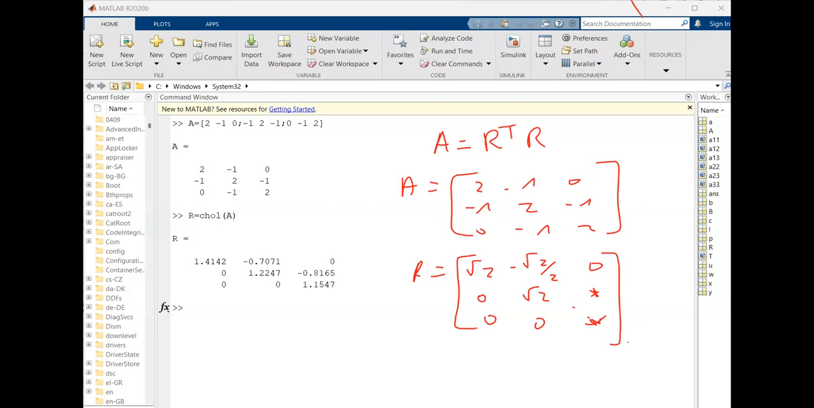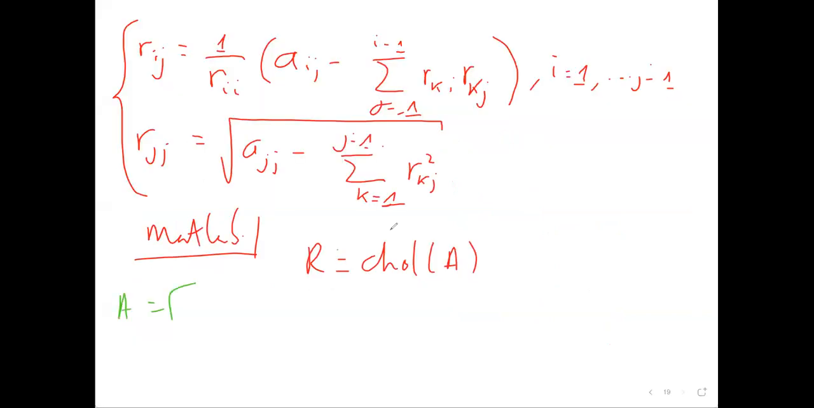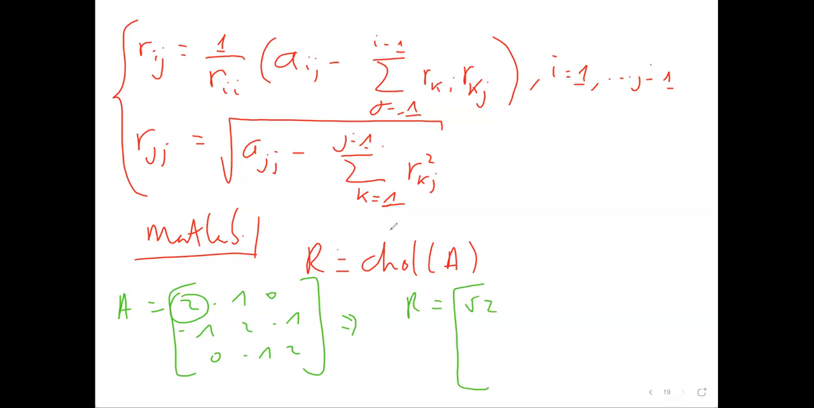So if we go back and want to even test the method, let me clear the annotation and go back here. So if we have a matrix A, which is 2, minus 1, 0, minus 1, 2, minus 1, 0, minus 1, 2, we are saying that we can do Cholesky. If we take the diagonal first, for instance, we can do the first entry of the diagonal. So our R will just be square root of 2.